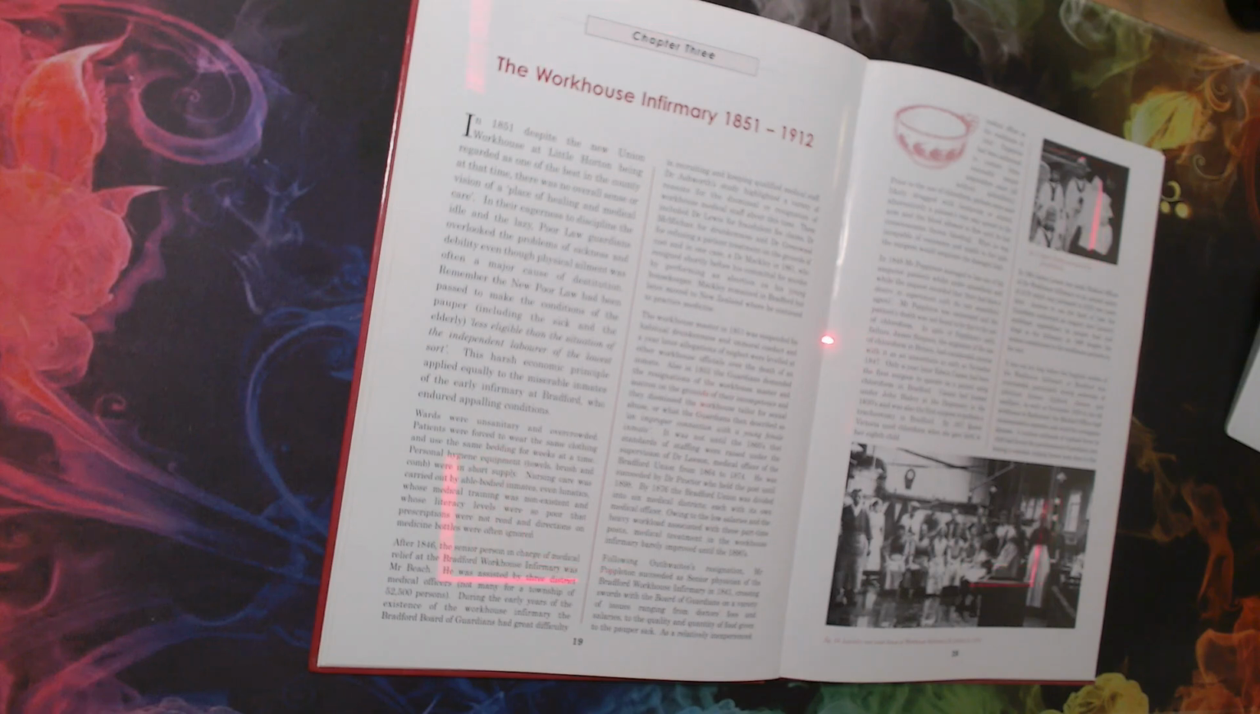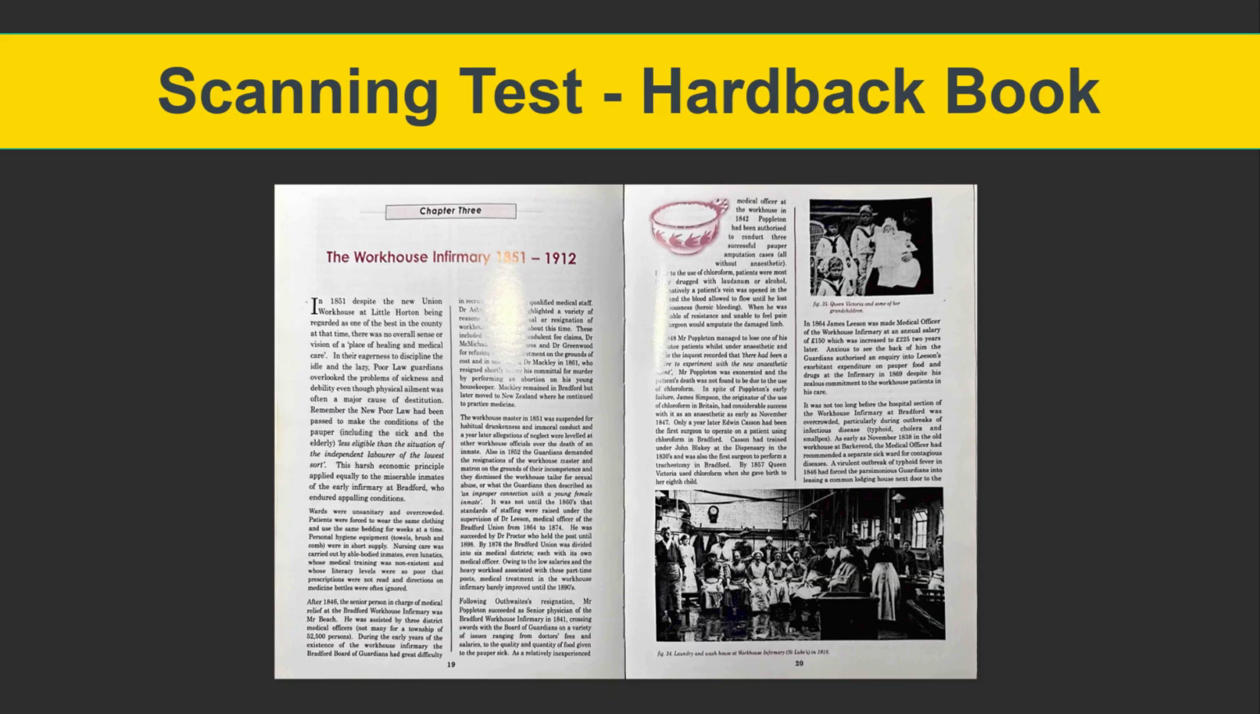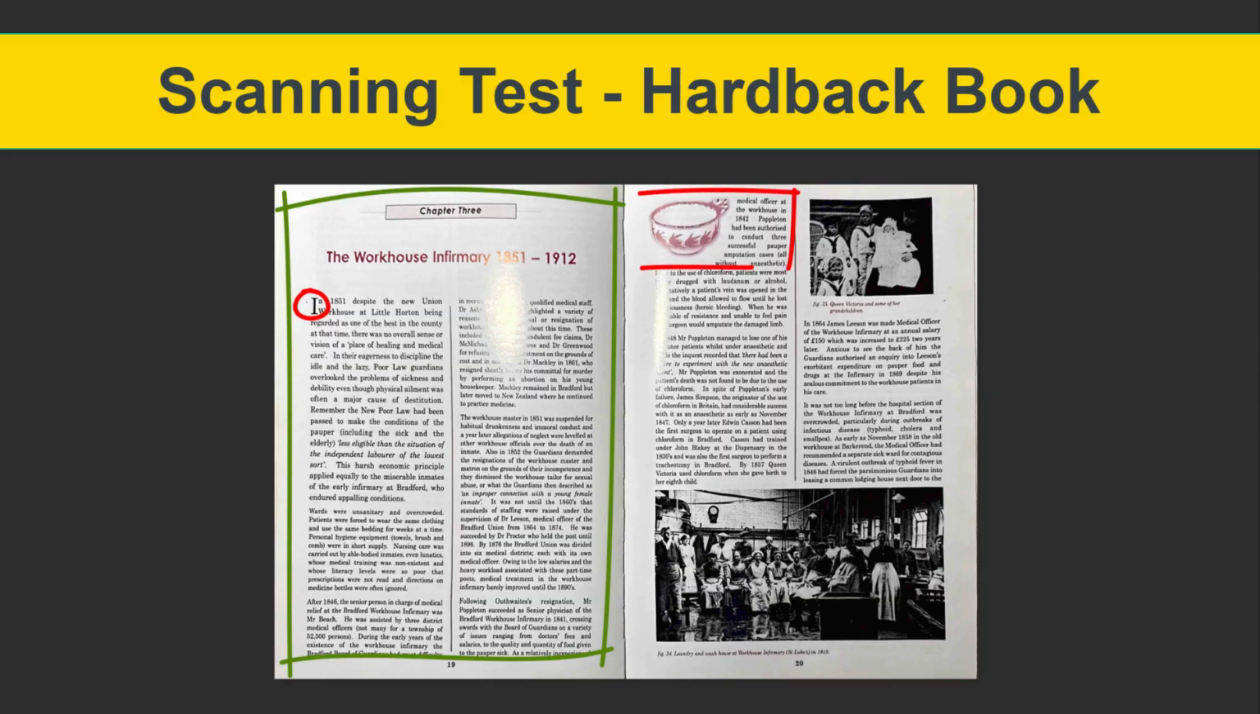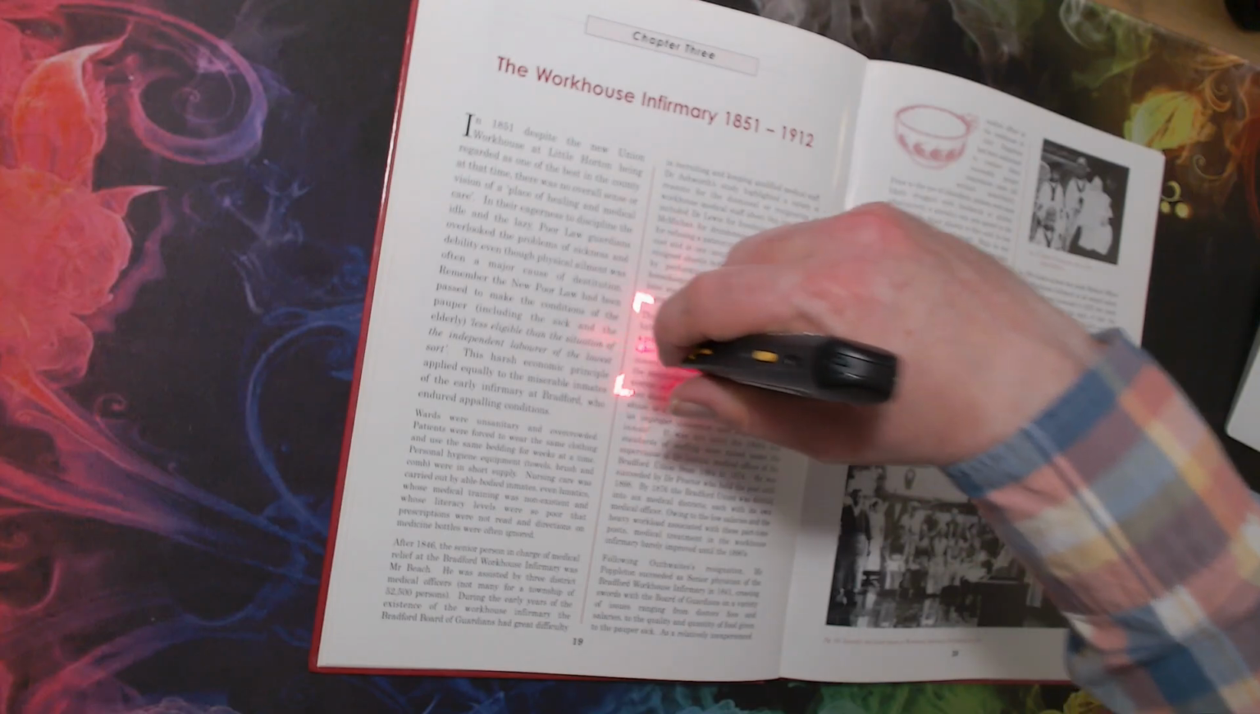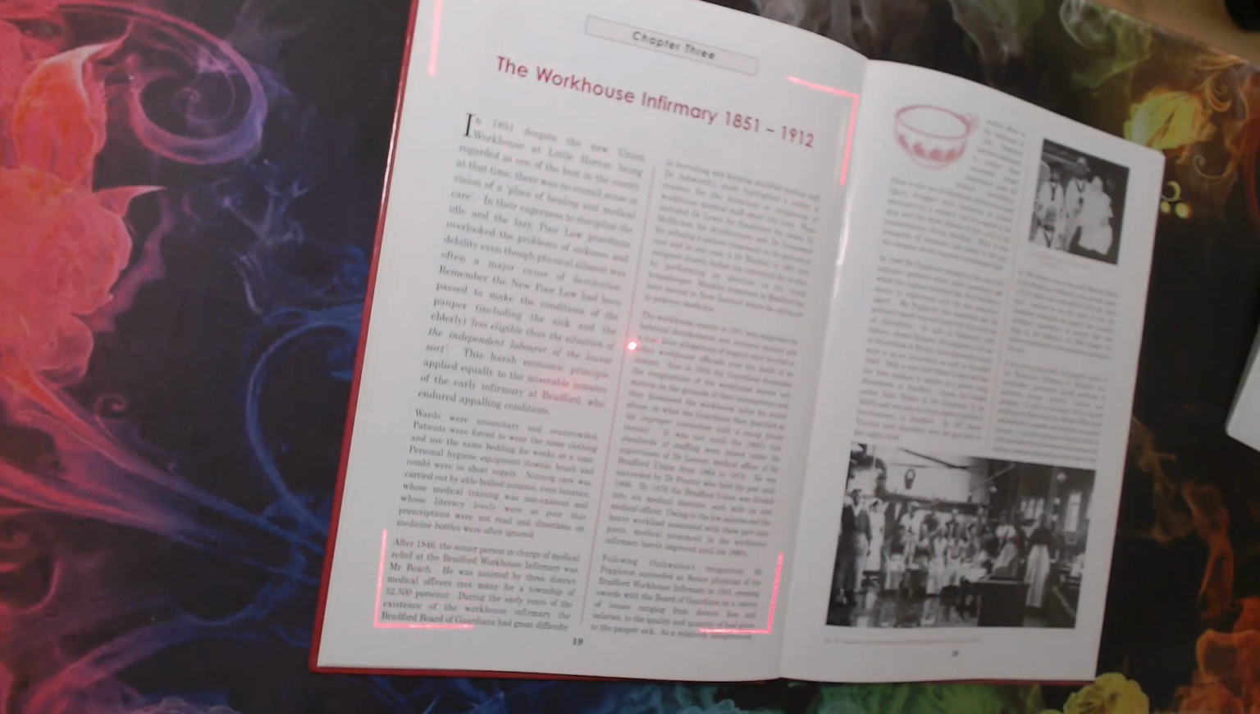First of all, I scanned both pages at the same time. Chapter 3. The Workhouse and Family 1850. The OrCam had no problems reading the first page, but it did struggle a little bit with the drop cap in the first paragraph. However, the second page was more challenging. There was text wrapped around an image, and it wasn't able to read this text, and it also missed out the last paragraph.